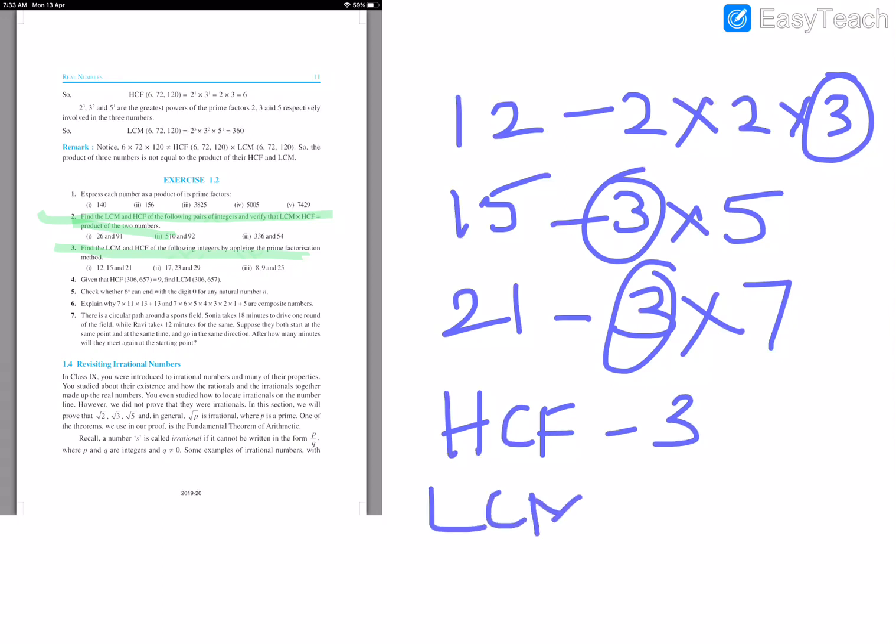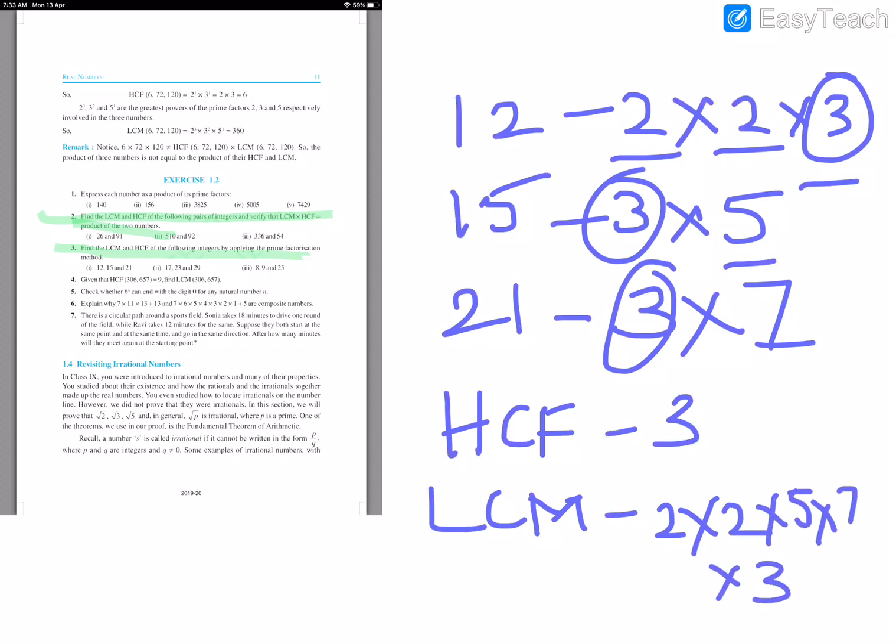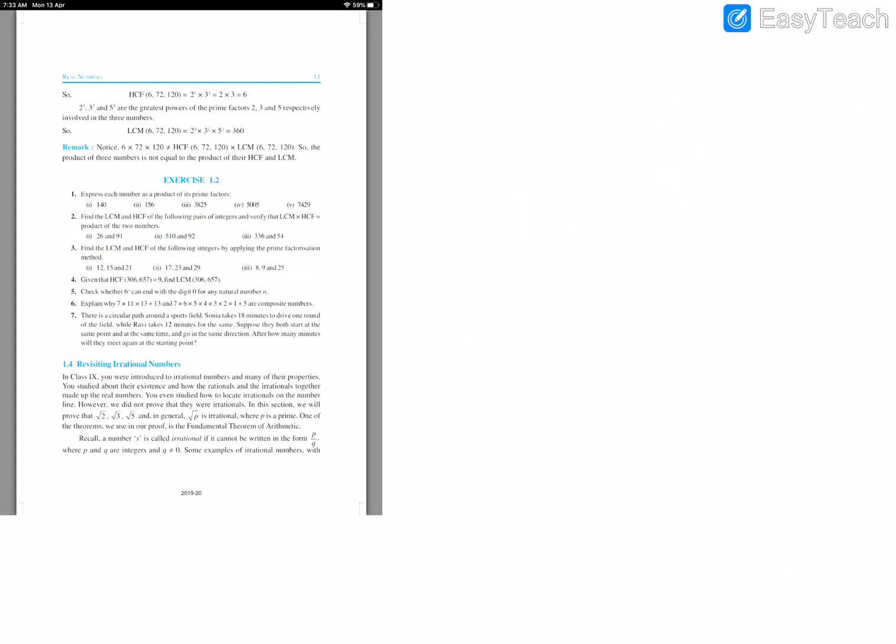And for LCM, the other 3 we take only one time and the rest we take all, that is 2 into 2 into 5 into 7 into 3. That's it. This is how you are going to find it. How it differs from the second Roman is that here you are doing it for 3 numbers.